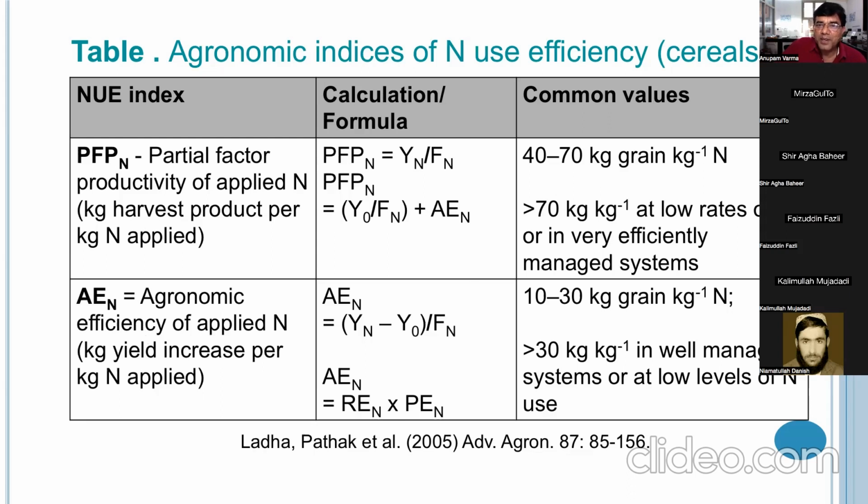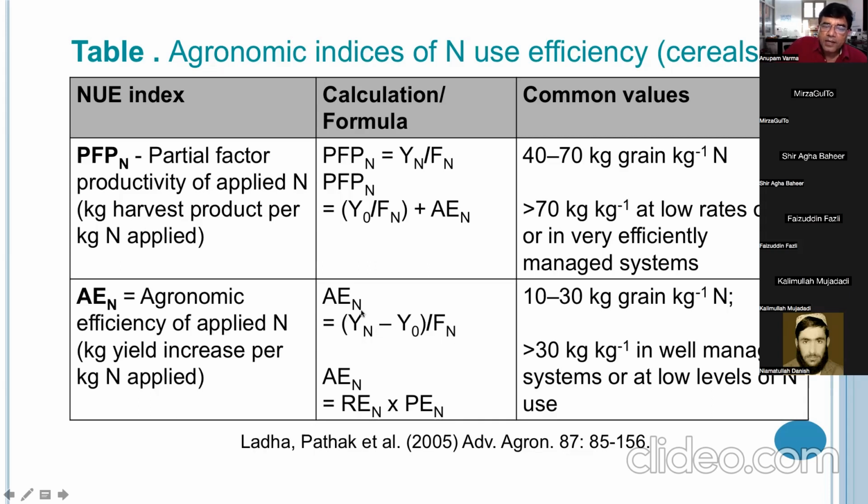So here, agronomic efficiency of nitrogen or nutrient applied nitrogen, it is kg yield increase per kg nitrogen applied. How much is the increase over the control? That is divided by the rate of application of nitrogen or nutrient. You see the formula, Yn minus Y0 divided by Fn.